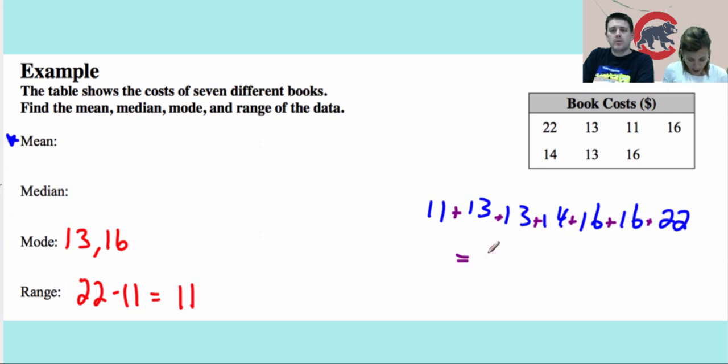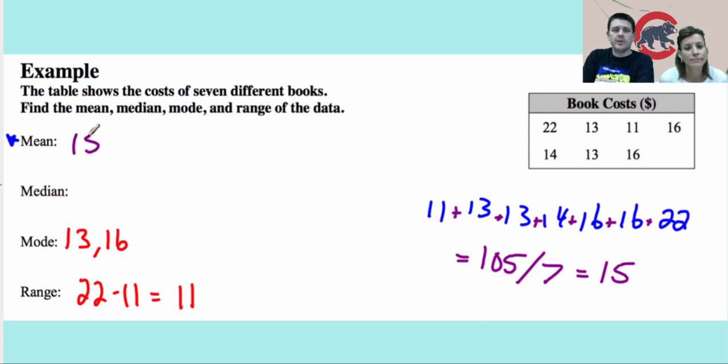So the sum of our data is 105. We're dividing by 7 because we have 7 pieces of data, which should give us 15 even. So remember, we add them all up, divide by the number of data pieces.